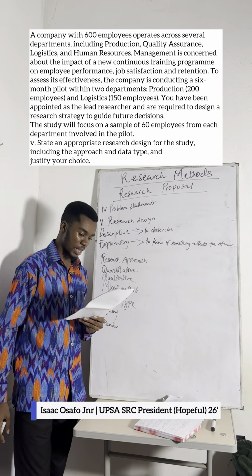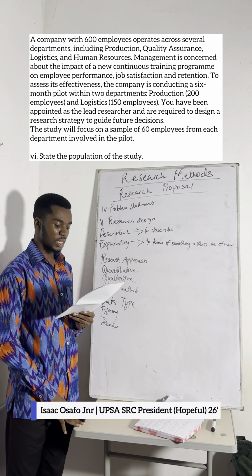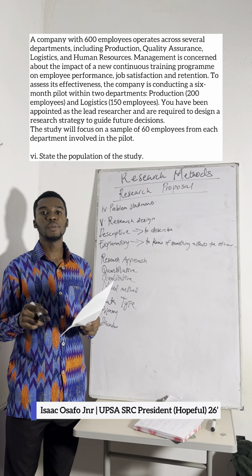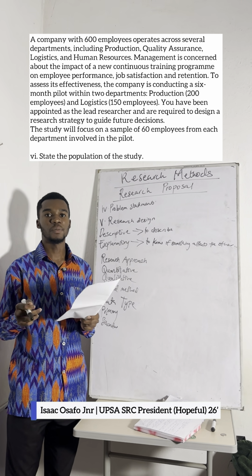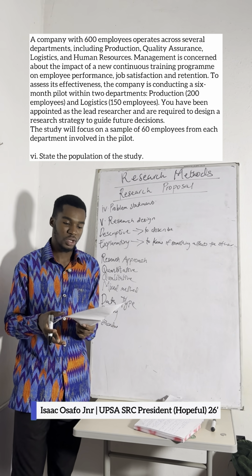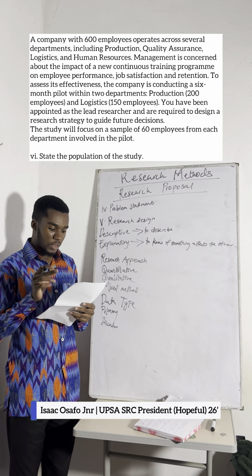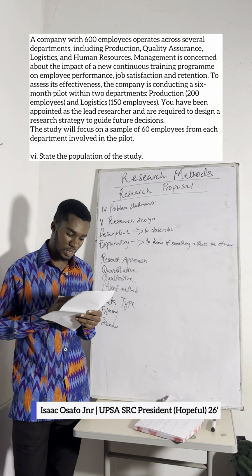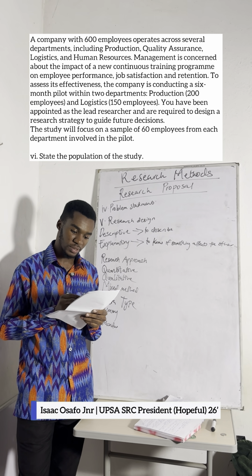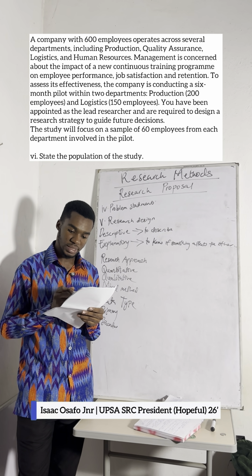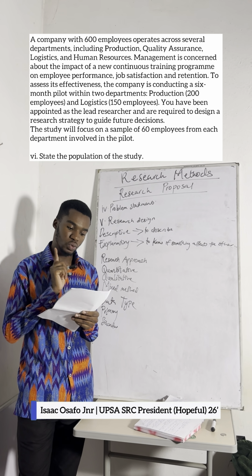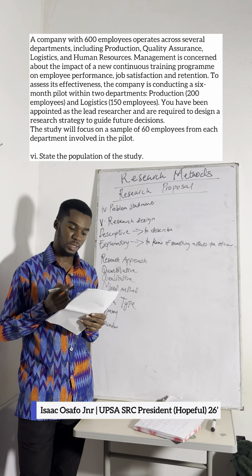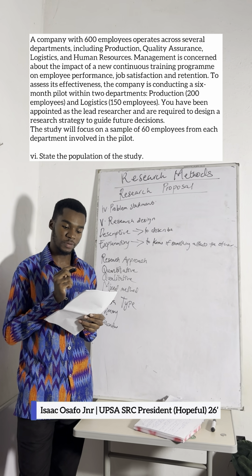Now let's go to the next part. It says that you should state the population of the study. So now the population of the study means the people that you want to conduct the research on, or the people that you are conducting the research on. Do you get it? So now let's read the question again. So now it's at the latter part, they said something like, so to assess its effectiveness, the company is conducting a 6-month pilot within 2 departments: production, in brackets 200 employees, and logistics, in brackets 150 employees.